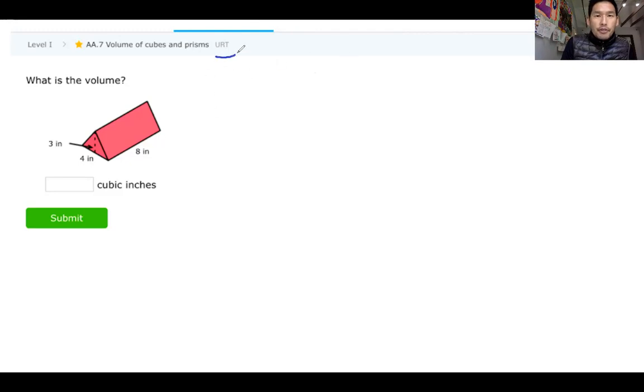So this is from IXL. We're doing the volumes, the volume of cubes in prisms. The question is, what is the volume of this triangular prism? So a prism, as you remember, is a three-dimensional object that has two bases that are the same, right? So if I just draw this little triangle right in there, you should be able to see that this is a triangular prism. And this one's laying on its side.